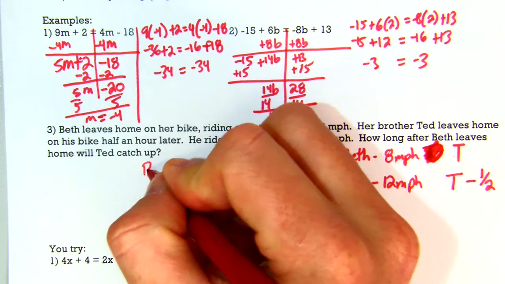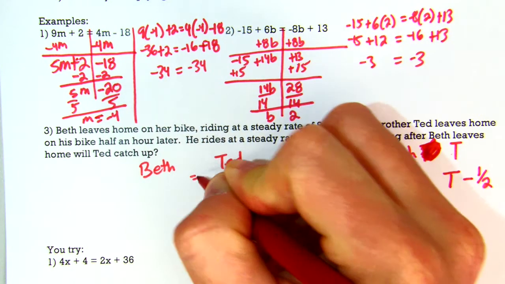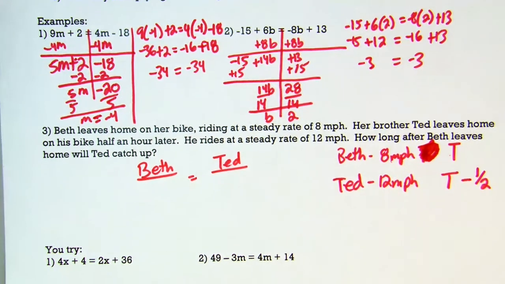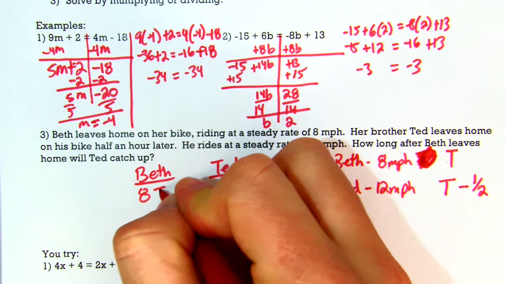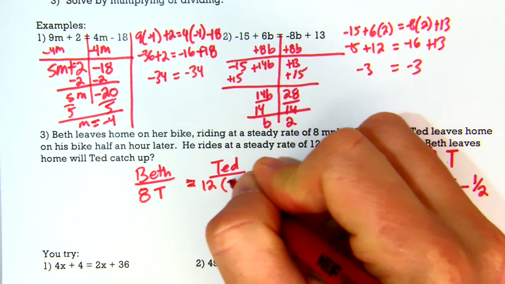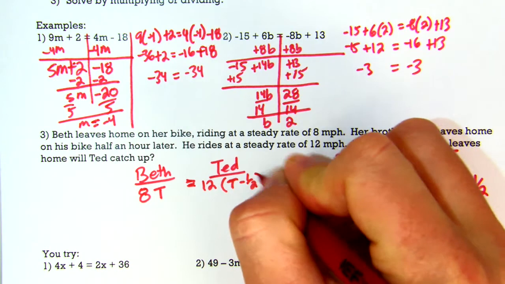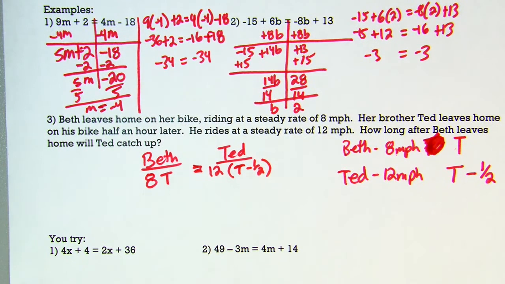One side of our equation is going to be Beth. The other side is going to be Ted. Okay. So to find out Beth's distance, we're doing 8 miles an hour times her total time. And then Ted, we're doing the same, which is going to be equal to the same distance, is 12 miles an hour times his time, which is Beth's time, minus the half hour. So our equation is 8t equals 12 times t minus half.